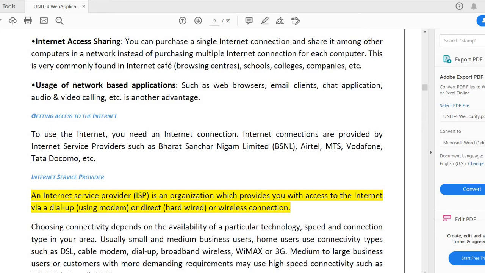In this video, I'll be explaining Unit 4 Web Application, Session 2. Internet Service Provider. What is an Internet Service Provider? It's an organization which provides you access to the Internet. We have different types of organizations that provide Internet access, like BSNL, Airtel, MTS, Vodafone, Docomo. So these are some examples of ISPs, Internet Service Providers.